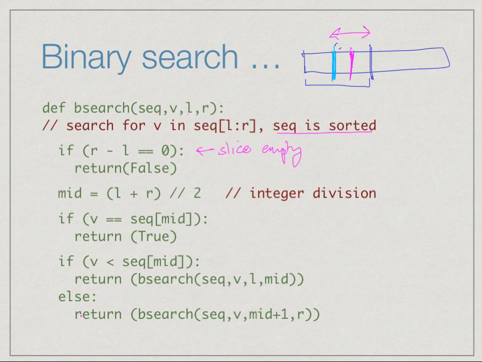On the other hand, if the slice is not empty, then what we do is first compute the midpoint. An easy way to compute the midpoint is to use the integer division operation. Supposing we have currently the slice from 4 to 7, then we will take 11 by 2 integer-wise, and we will go to 5. Remember, 4, 5, 6, 7.